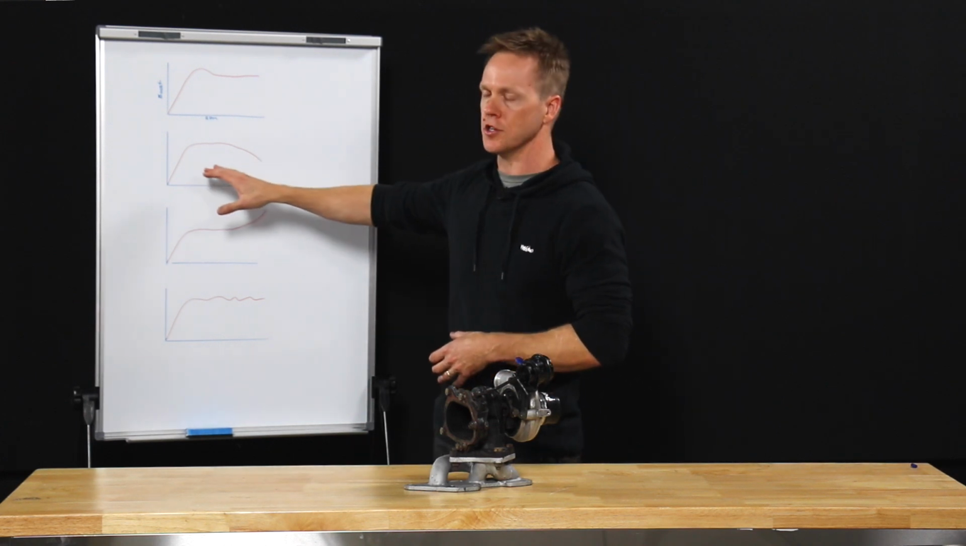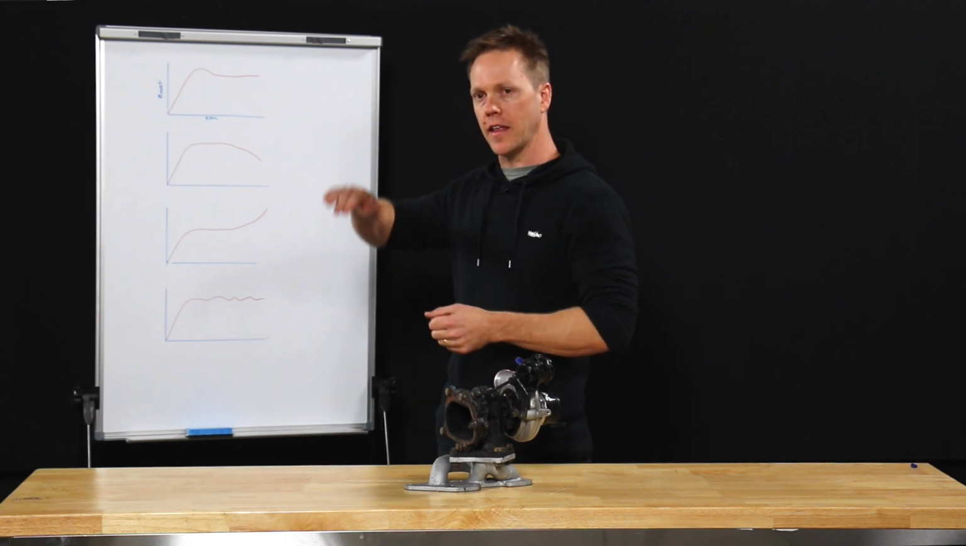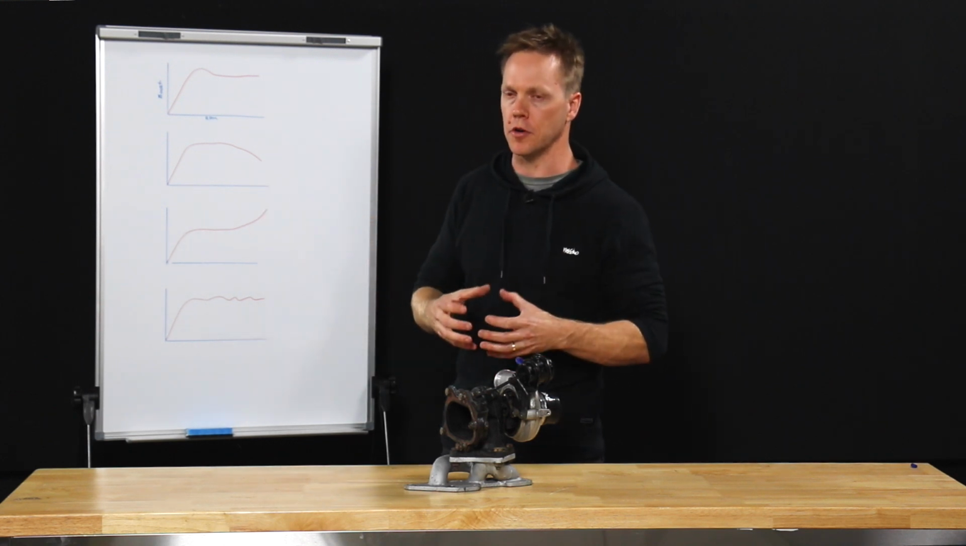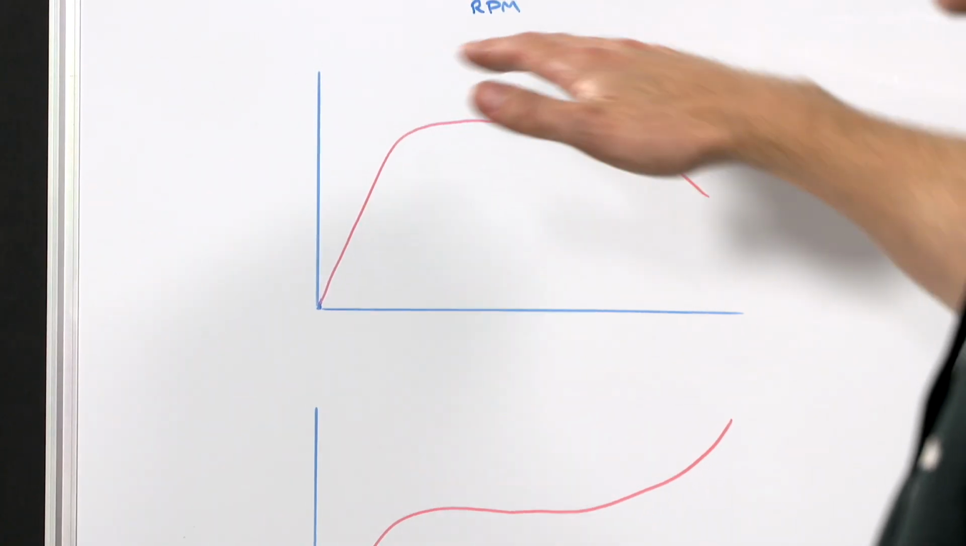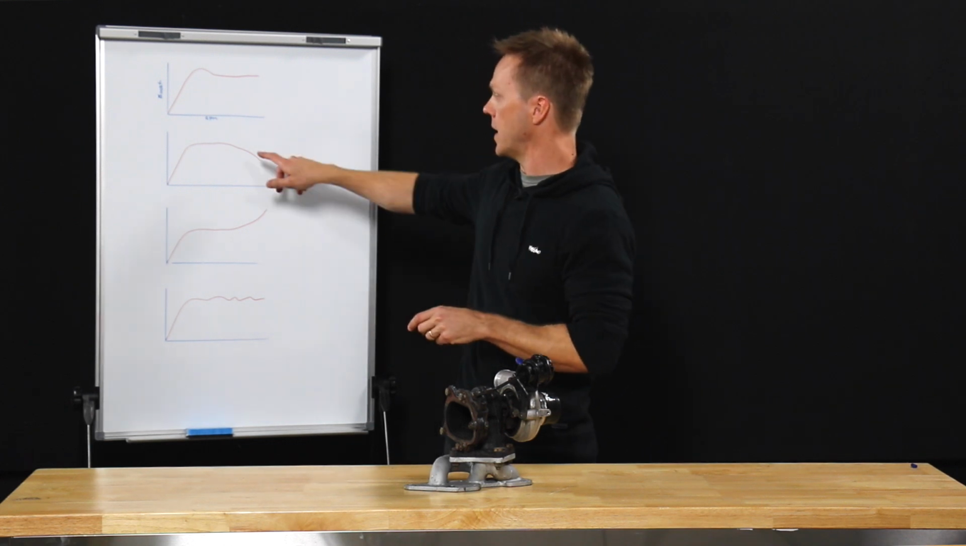Typically a stock turbo will make boost between say 2 to 4 or 5,000 RPM, and beyond that it just starts to become a choke point, and the boost as a result will start to fall away as you approach redline. Now this may be costing you a little bit of power up top.